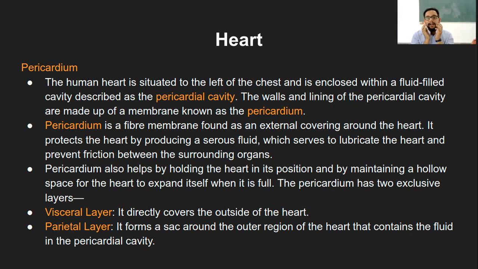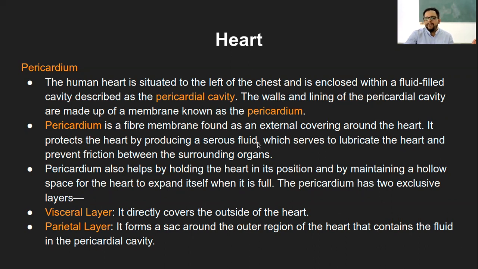And this pericardium has pericardial fluid, that is, the cavity is filled with fluid, and that fluid is called pericardial fluid. So pericardium is a fibrous membrane because it has to be a little sturdy or stronger. That's why it is made up of fibers and found as an external covering around the heart. I hope this becomes even clearer when you read this: external covering of the heart. And it protects the heart by producing the serous fluid.